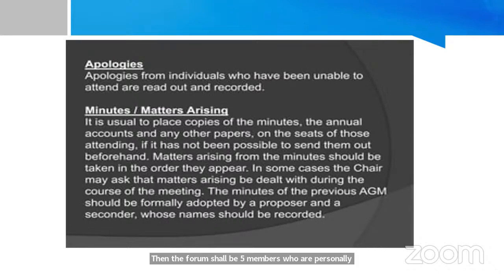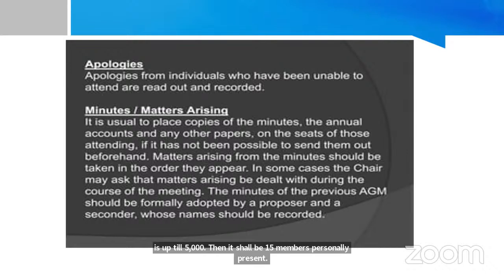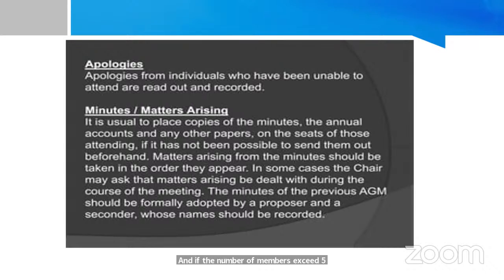Please write it down also. So if the number of members is more than 1,000, but it is up till 5,000, then it shall be 15 members personally present. And if the number of members exceed 5,000, then it has to be 30 members. All of this is for a public limited company. So if the number of members is less than 1,000, then 5 members personally present will form the quorum. If it is in between 1,000 to 5,000, then the quorum shall be 15 members. And if it is more than 5,000, then the quorum shall be 30 members.